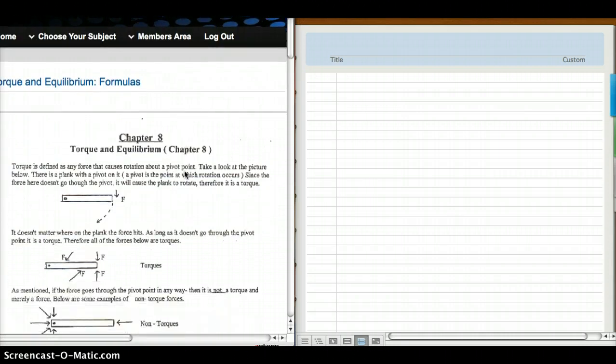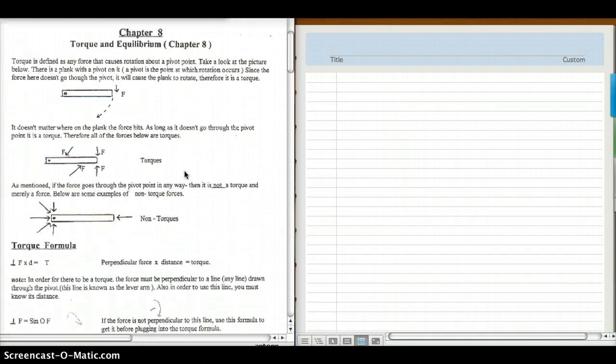So basically, just going through the pages that you can see online. Torque and equilibrium for Chapter 8. Torque is defined as any force that causes rotation about a pivot point. You can look here and see that as long as there is something fixed, or some point on this bar that is fixed, it'll hold it in place.